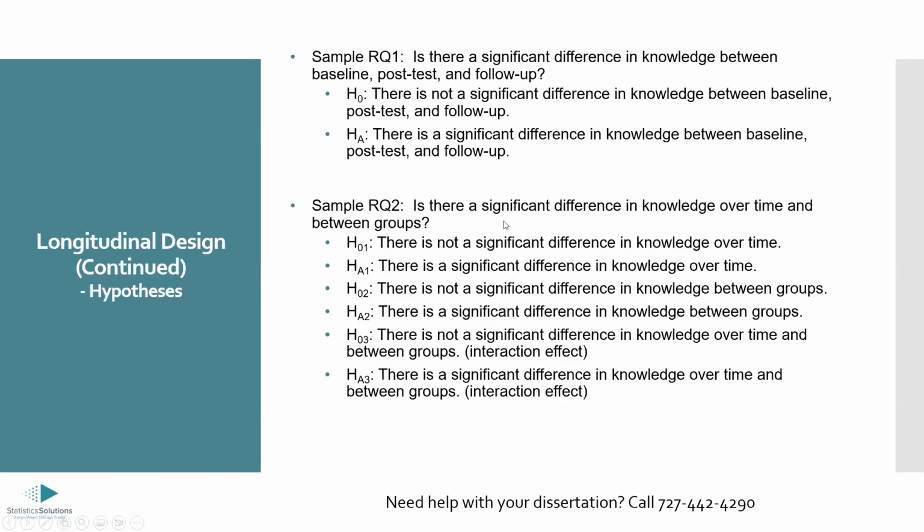Okay, here are the sample hypotheses. The first one's very straightforward. There is not a significant difference in knowledge between baseline, post-test, follow-up, and then there is a significant difference. The second one is where you have a true experimental study and you're looking at differences over time and between groups. So you need to branch out separate hypotheses for this. Is there a significant difference over time? Then test for a significant difference between groups. And then the most important examination is the interaction effect. Is there a difference over time and by group simultaneously?